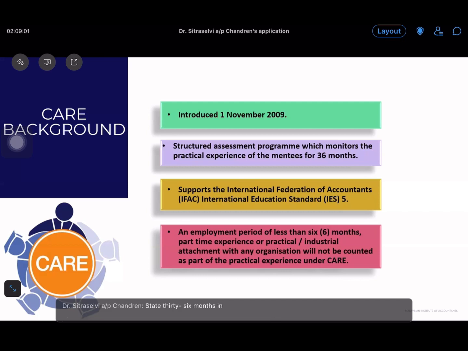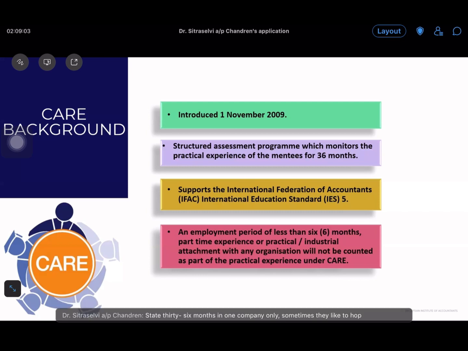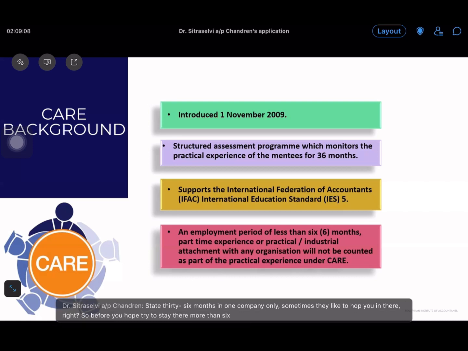Some people like to hop here and there, right? So before you hop, try to stay there more than 6 months, so at least you can take that company into account. That's what I'm trying to say. So practicum is not counted for your MIA CARE program to apply for Chartered Accountant Malaysia.